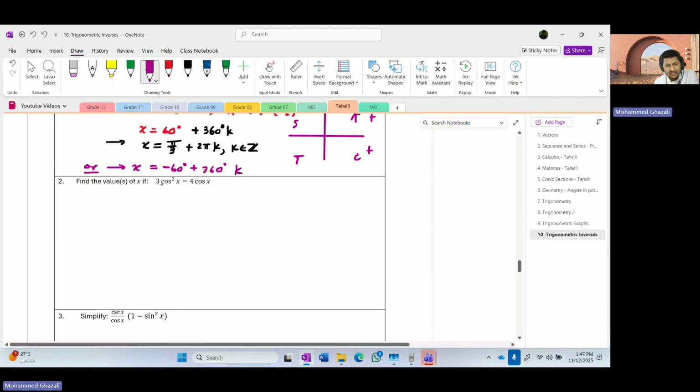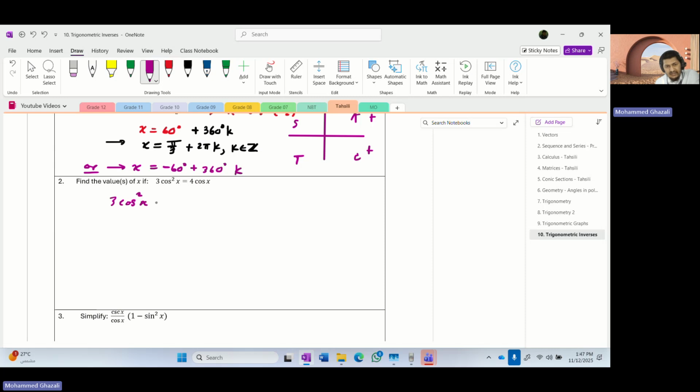Next problem is 3 cos squared x. You can make cos x equal to y. So you got 3 cos squared x minus 4 cos x is equal to 0, bring everything over because it's a quadratic. We can take out cos x as a common factor, and we're left with 3 cos x minus 4 is equal to 0. So either cos x is equal to 0, or 3 cos x minus 4 is equal to 0. So solve this, and you get cos x is equal to 4/3.